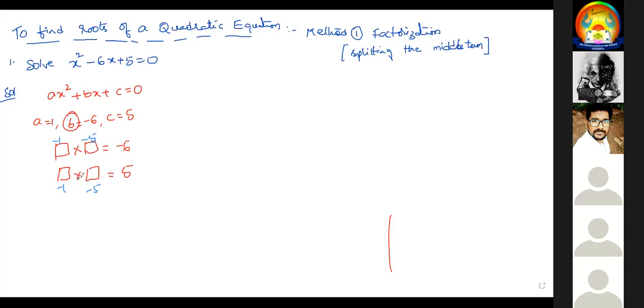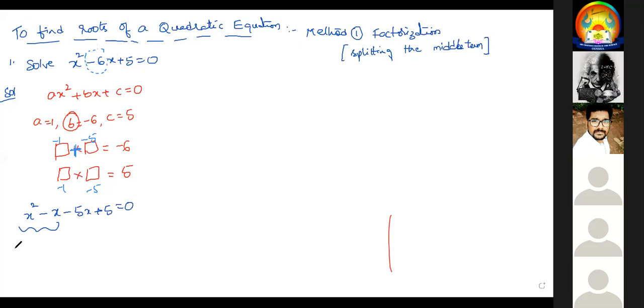Remember, the sum should be minus 6 and the product should be 5. Sorry, I wrote it wrong. So now this middle term can be written as x square minus 1x minus 5x plus 5 equal to 0.